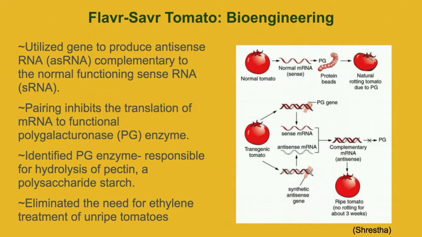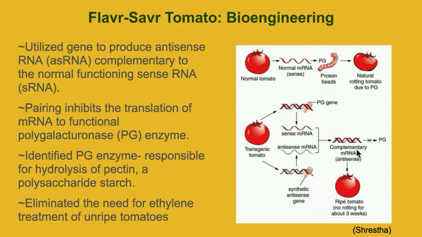They did this by introducing a separate gene that produced antisense mRNA. Effectively it was a complementary copy to the mRNA, and when the two were formed together they would form a complex that would effectively block the ribosome from translating the mRNA to produce the PG enzyme. Then you wouldn't have breaking down of the tomato, and the tomato would have a much longer shelf life and stay more firm for transportation.